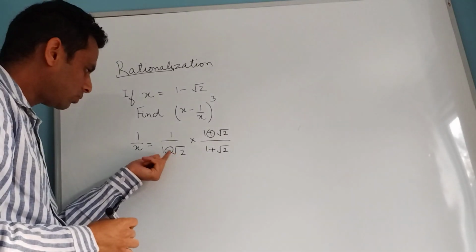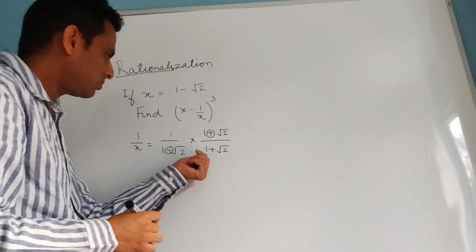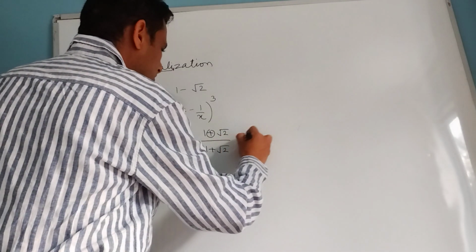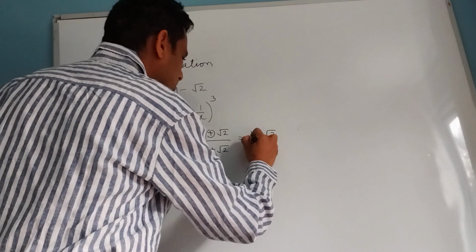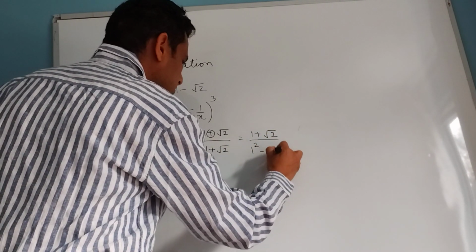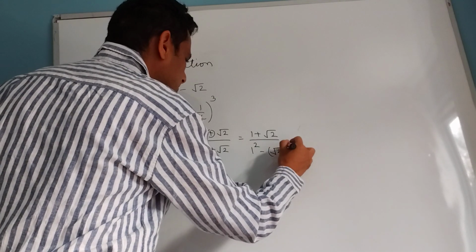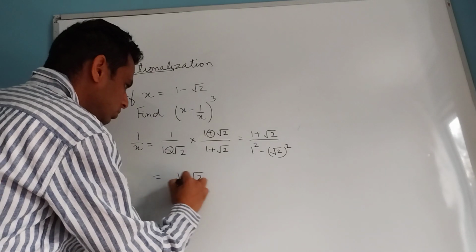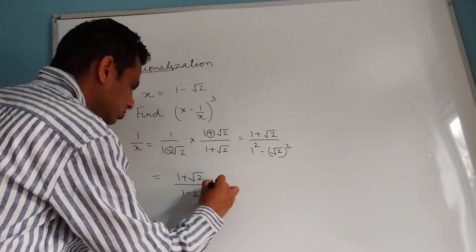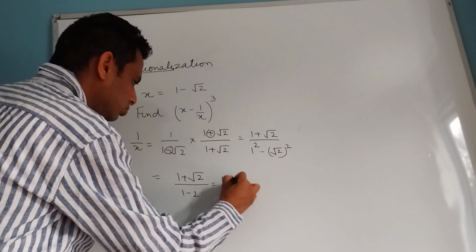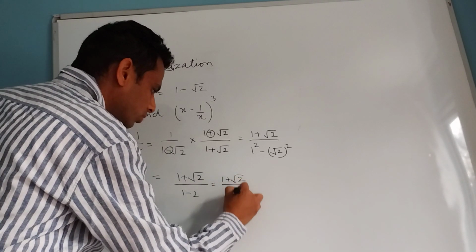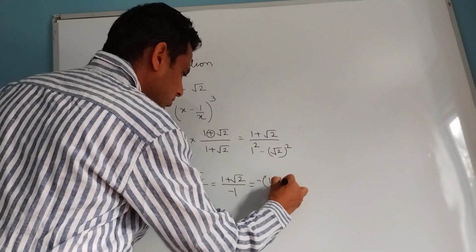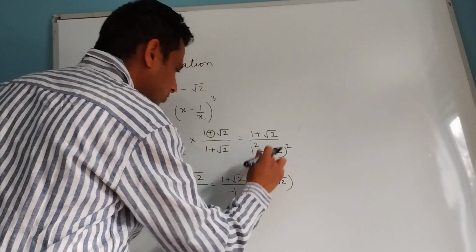Why? Because we want to make it a minus b times a plus b, so that it becomes a squared minus b squared. So it becomes 1 plus root 2 by a squared minus b squared. This is equal to 1 plus root 2 by 1 minus 2, equals 1 plus root 2 by minus 1, or minus, outside the brackets, 1 plus root 2.